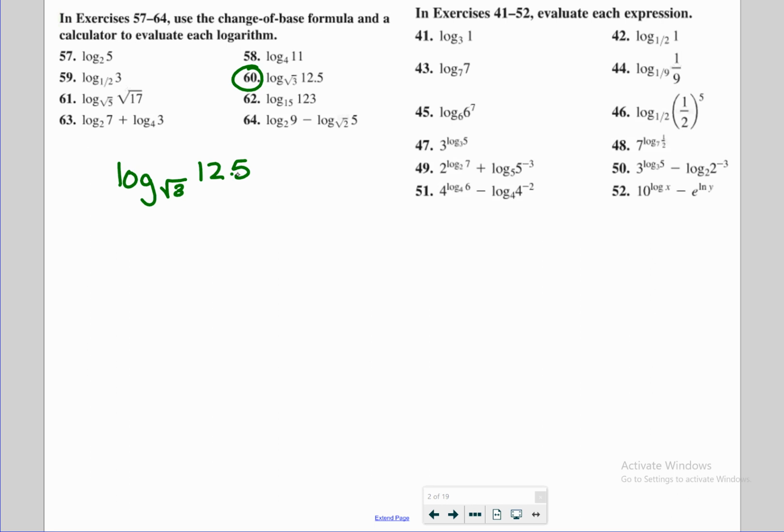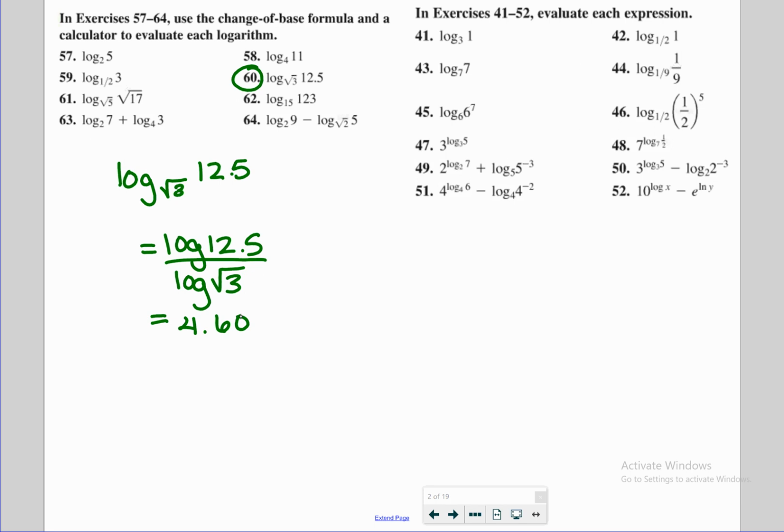All right, so what's going to go on top when I divide? Log of 12.5 over log of rad 3. There we go. All right. Divided by log of rad 3. To 2 decimal places, it's 4.598, so I'd say 4.60 if I give it 2 decimal places.